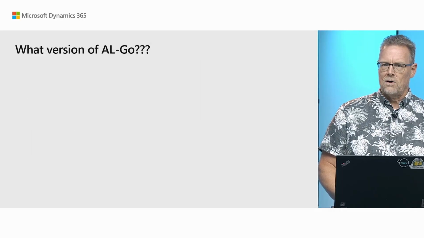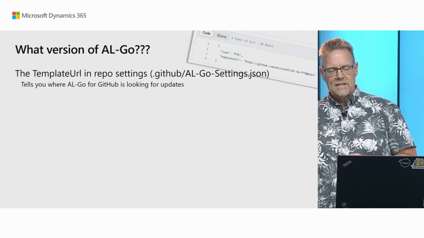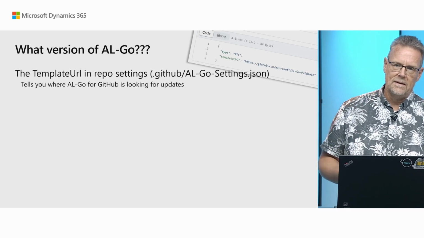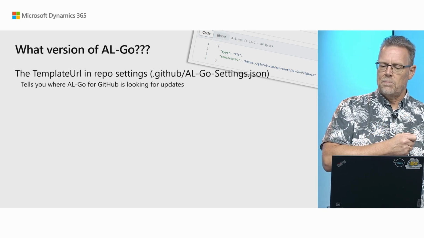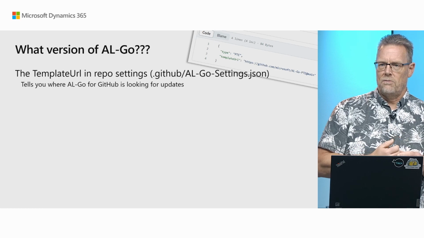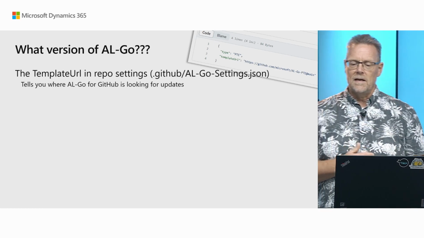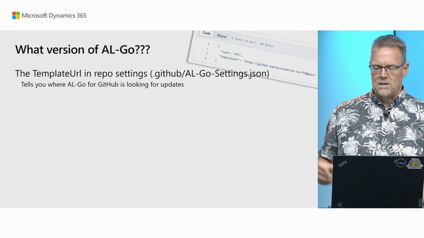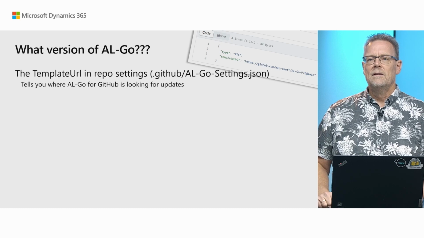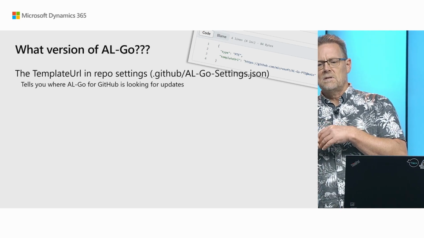What version of ALGO are you running? In the template URL, in your repo settings, in the .github ALGO settings, is a URL that points to the template that you created the repository from. It's probably github.com/Microsoft/ALGO-PTE or AppSource @main. The @main is the branch or the version that you're running. If you specify @main, means that you will just have the latest version.